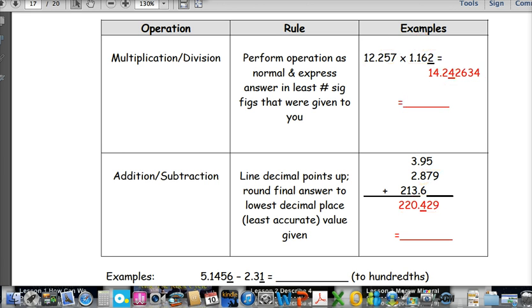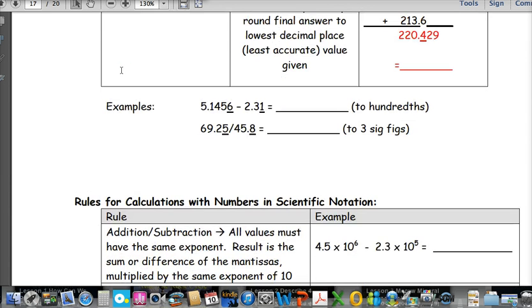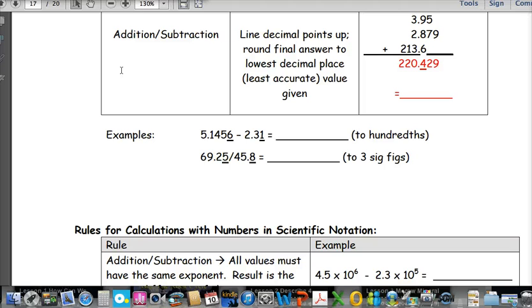Okay, so it's important to remember that you have to round off based on the 2 different rules, one for multiplication and division and one for adding and subtracting. So let's take a look at the 2 examples here. If you look at this, we're subtracting, so it's the fewest numbers to the right of the decimal. So I'm going to use my little calculator here, and I'm taking 5.1456, and I'm subtracting 2.31.